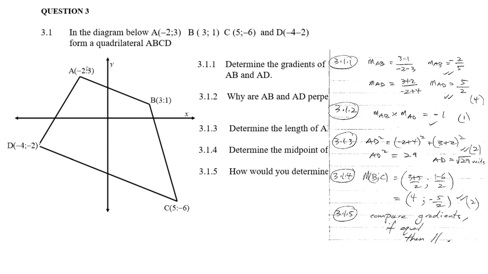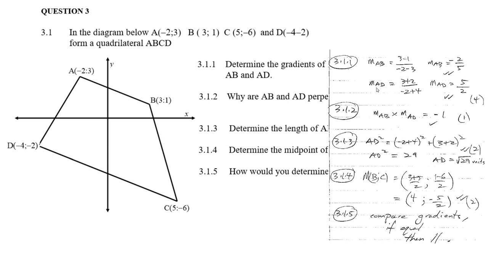Okay, so it doesn't matter which one you start with as long as you're consistent. So we can go 3 minus 1 like this, and then minus 2 minus 3. That gives you positive 2 over negative 5, which is negative 2/5. Well, there you go. That's the gradient there.